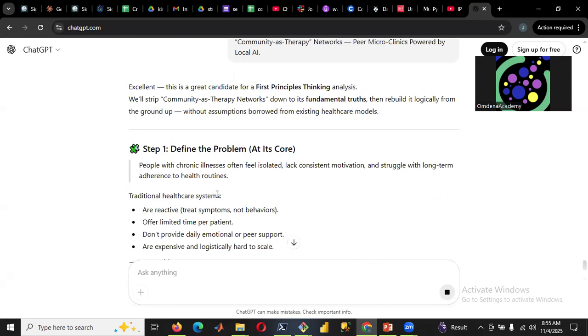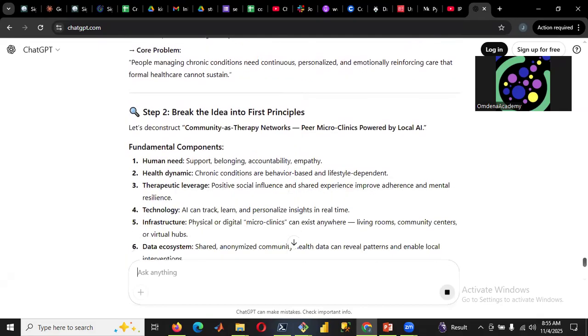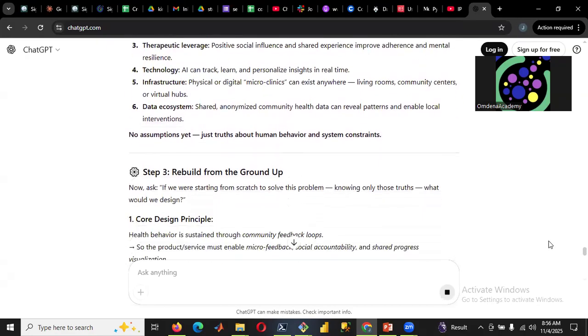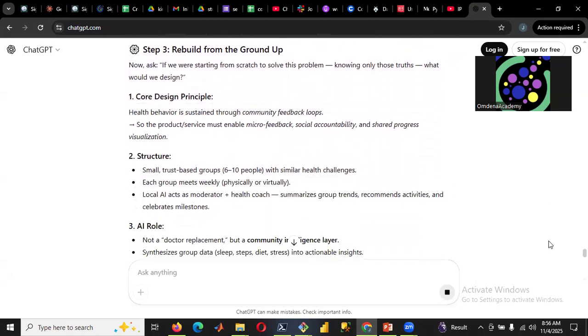Traditional healthcare systems are reactive, offer limited time, don't provide daily emotional support, and are expensive. Then we move to break the idea into first principles: human need, support, belonging, accountability, health dynamics, therapeutic leverage, technology infrastructure, and so on and so forth. So rebuild from the ground up. After breaking it down to the simplest form, we now go back and start rebuilding afresh, right? How we can build our tech solution around that.